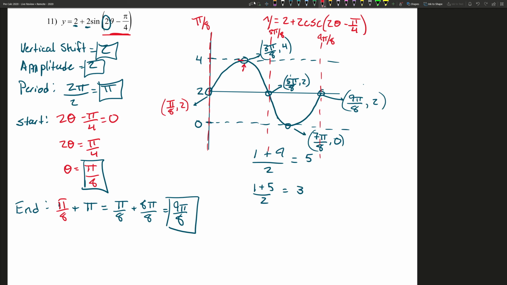But from that point, we draw up toward our asymptotes. From our minimums, again, this point is the same. And then we draw it down toward our asymptotes. Right, and then that is number 12, right? So number 12, you're really just taking most of the work you did for number 11 and then graphing cosecant out of it. Okay, so that's 11 and 12.